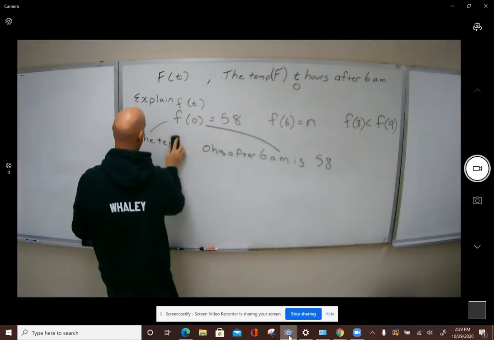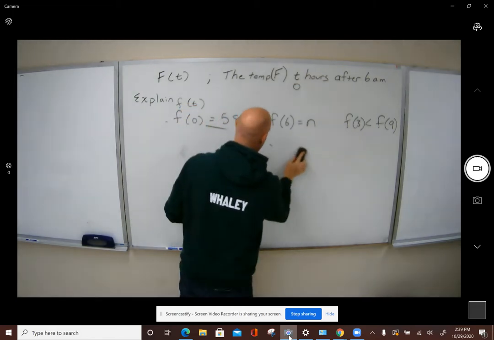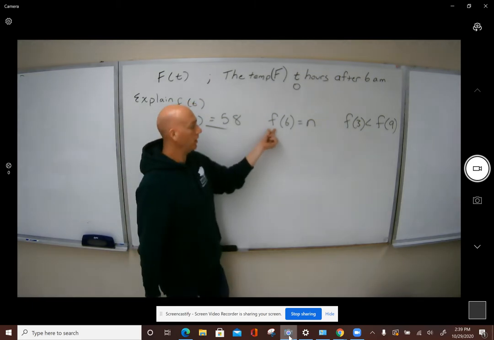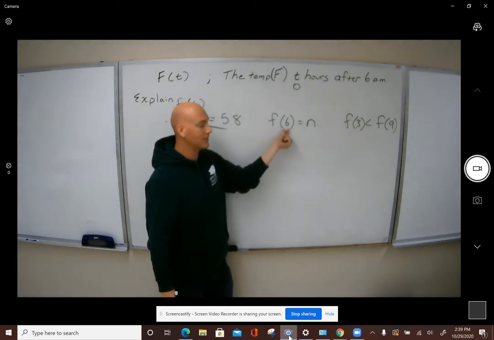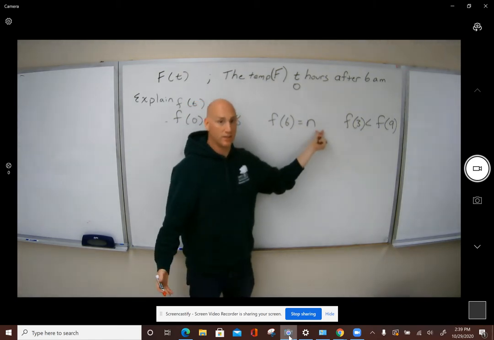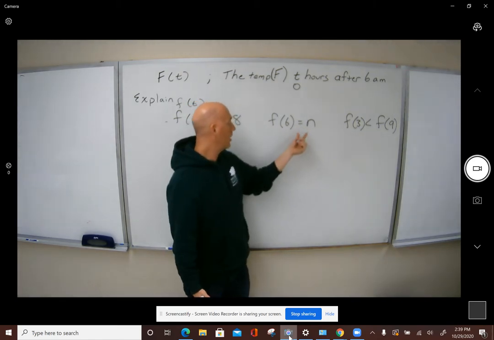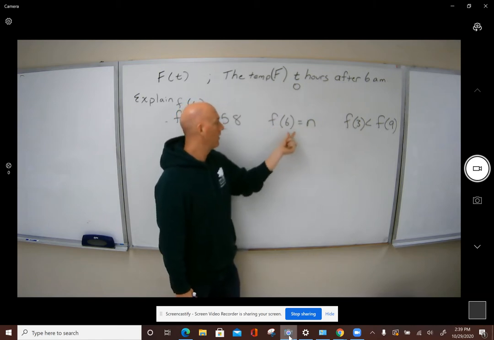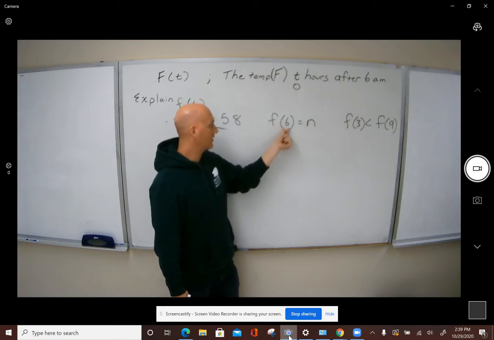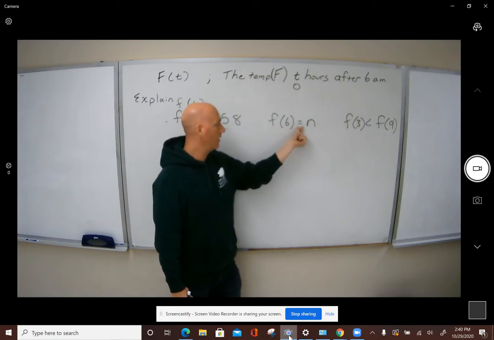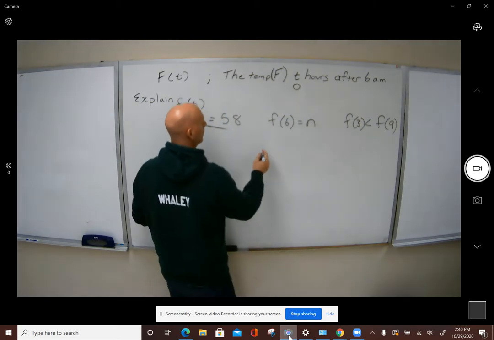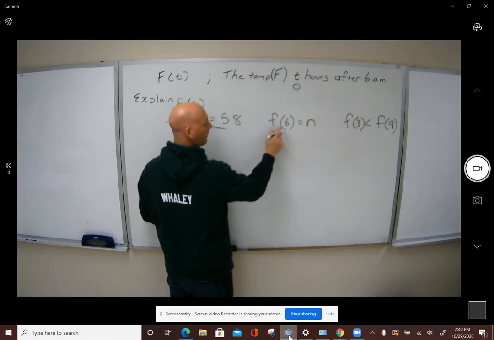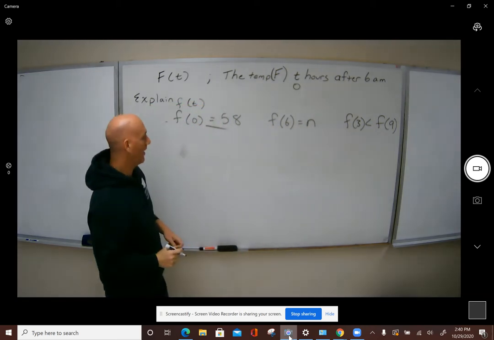Now let's look at the next one. F of 6. So it's the same exact concept. The temperature 6 hours after 6 a.m. is n degrees. So we don't know what it is, but we know that this is how we're going to represent it algebraically. F of 6 equals n. The temperature outside, 6 hours after 6 a.m., is n. So when we're writing this, just make sure when you read it, it's not multiplying. The functional value of 6 is n. And I hope that kind of explains it.